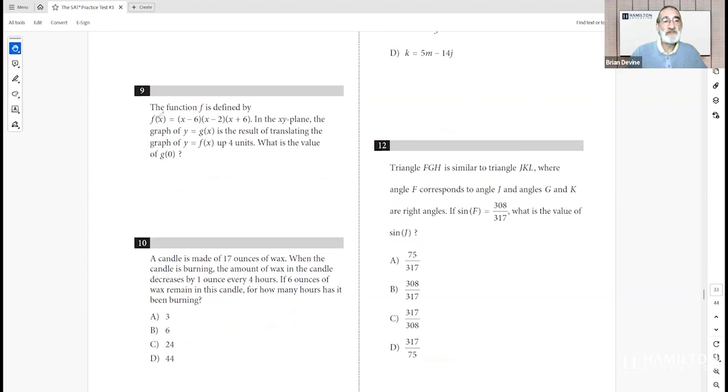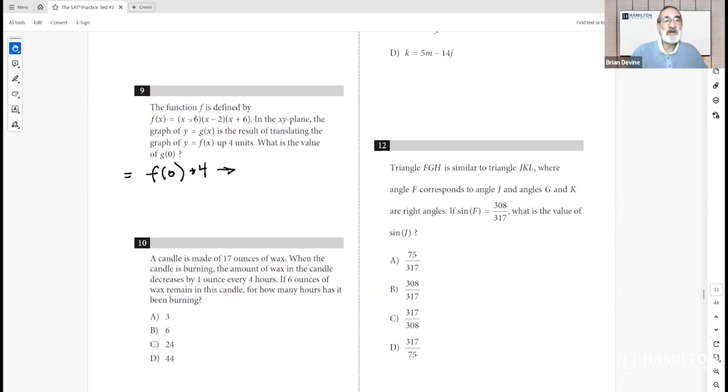Question 9. The function f is defined by f of x equals the quantity x minus 6 times the quantity x minus 2 times the quantity x plus 6. In the xy plane, the graph of another function, y equals g of x, is the result of translating the graph of f up 4 units. So what's the value of g of 0? Well, g of 0 then should be f of 0 plus 4.